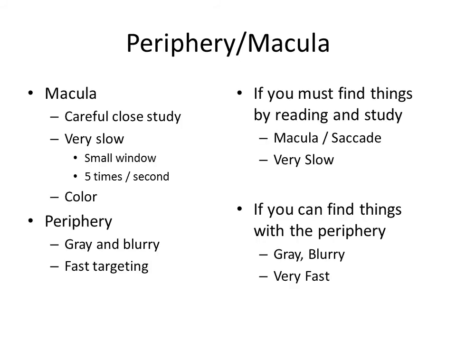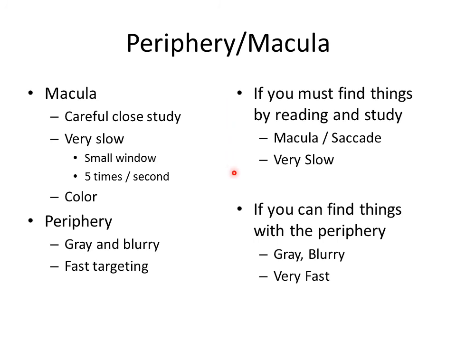All right, let's summarize what we did here. The periphery versus the macula. The macula over here, careful close study, it's very slow. You've got a little tiny window. You can move that window around 5 times a second very naturally, and you can see color. The periphery only sees gray because of the rods, and it's blurry because they're spread out over such a large area. But it allows for fast targeting. I can actually see an entire range and know where the ear is or the eye is or the nose is, and then take my macula over to that location.